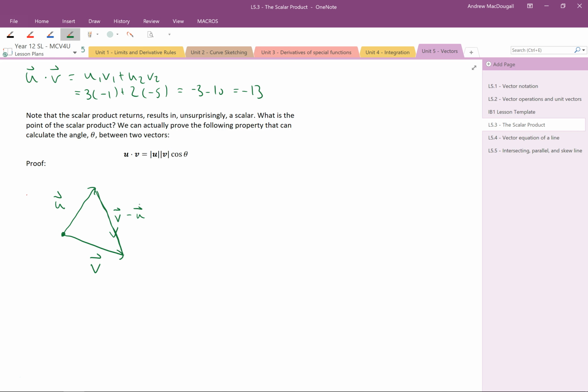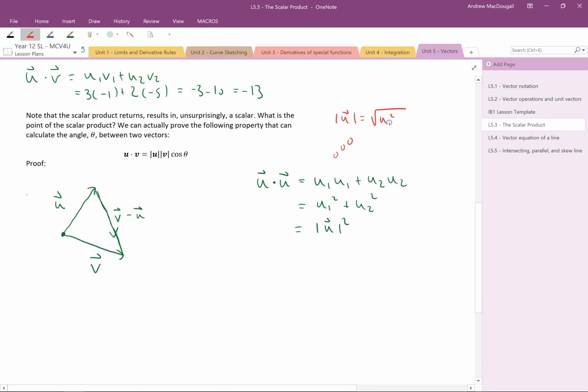Now there's a little fact that we need to talk about with these vectors. And that is the fact that if you dot a vector with itself, so u dot u, well, that would be u1 times u1 plus u2 times u2, which is u1 squared plus u2 squared. And that is the length of the vector u squared. Because if you remember, thinking back, the length of vector u is just the Pythagorean theorem, the length of a vector is this.